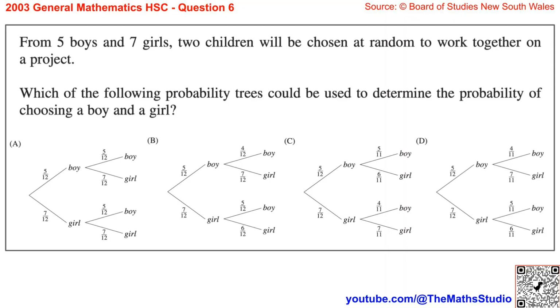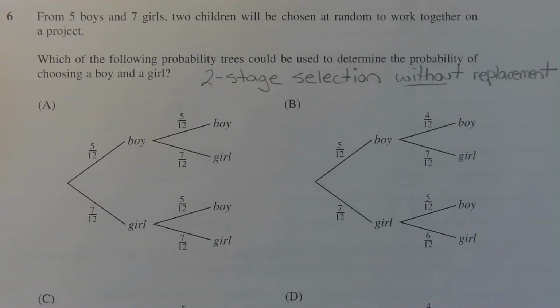Question 6. From 5 boys and 7 girls, 2 children will be chosen at random to work together on a project. Which of the following probability trees could be used to determine the probability of choosing a boy and a girl? This is an example of two-stage selection without replacement.